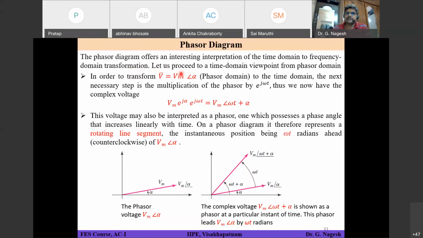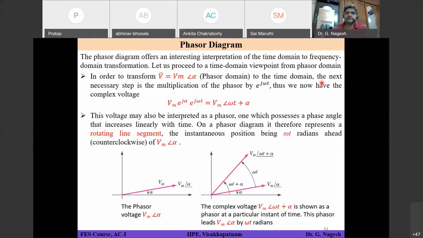Let us proceed to the time domain viewpoint from the phasor diagram. Here I will try to draw one phasor diagram, and if the time domain equivalent is also drawn on the phasor diagram, what is the correlation that we will understand? Let's say this is your phasor, V bar equals Vm at an angle of alpha. This is in the phasor domain. I want to transfer it to the time domain.